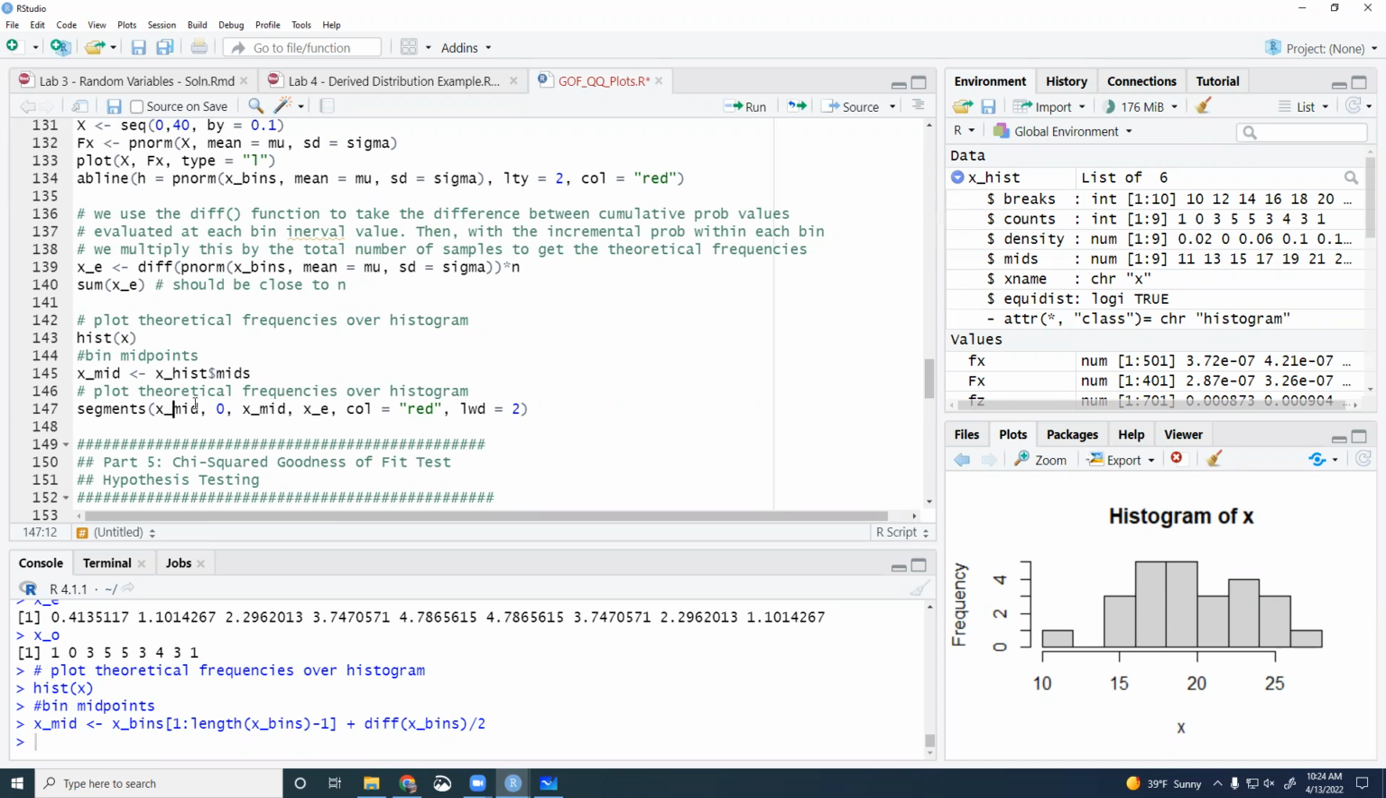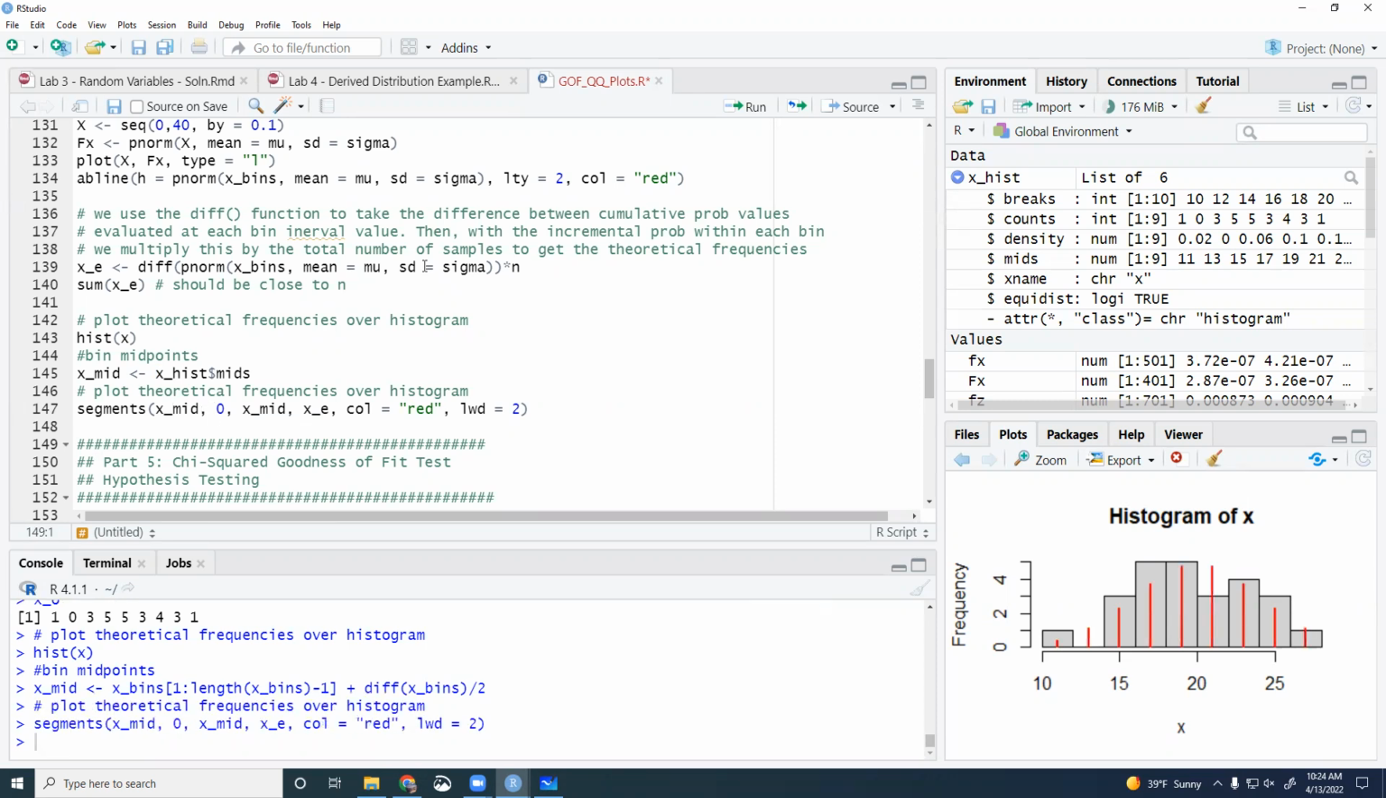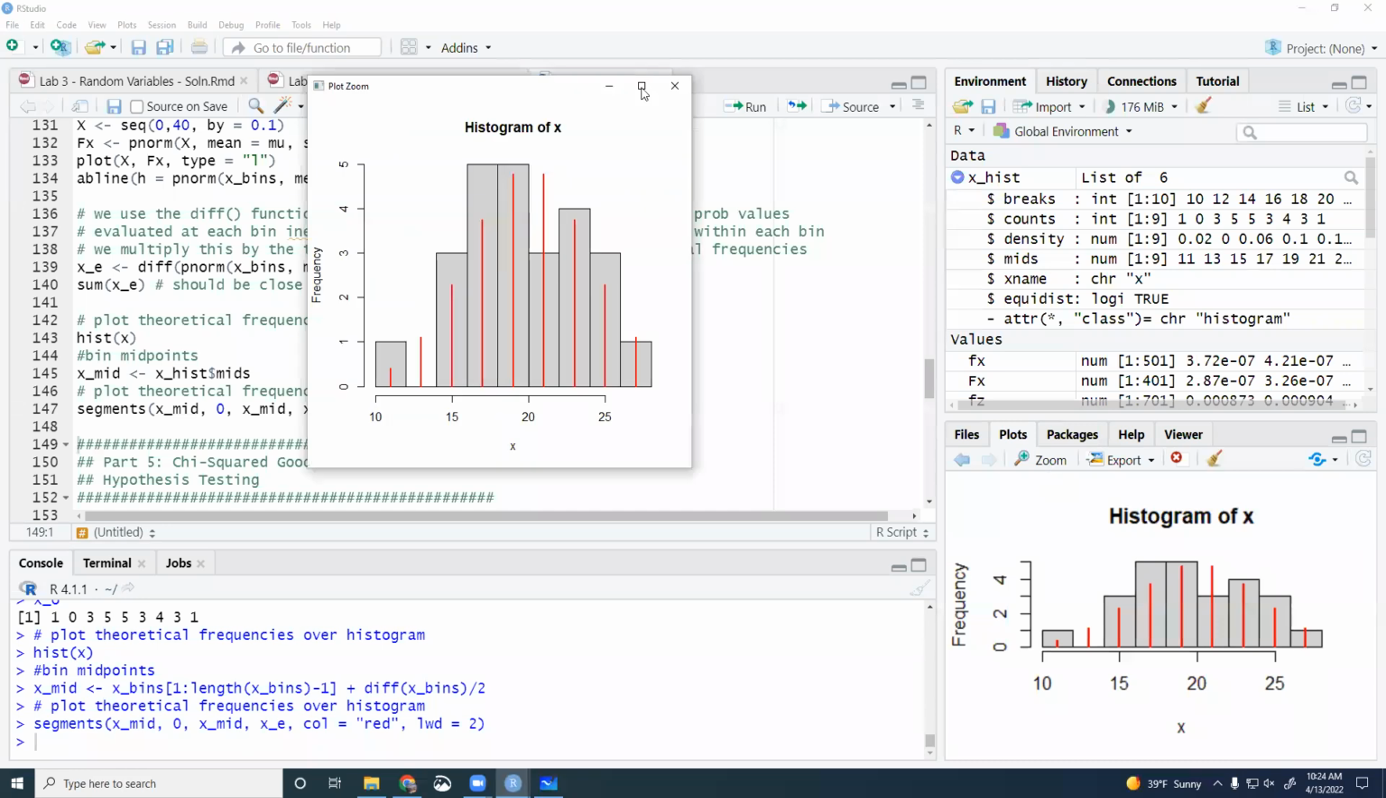And then I'm going to use the segments function, which just plots line segments. You need to give it x and y values, and it will plot line segments for you. And I'm going to plot the theoretical counts on the histogram.